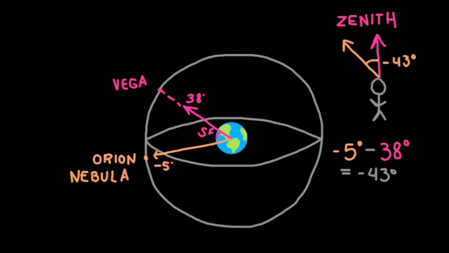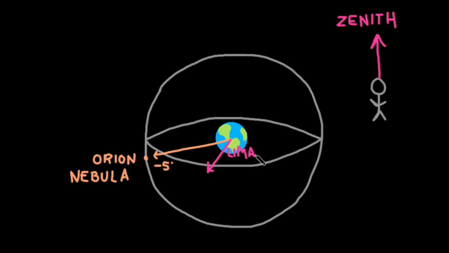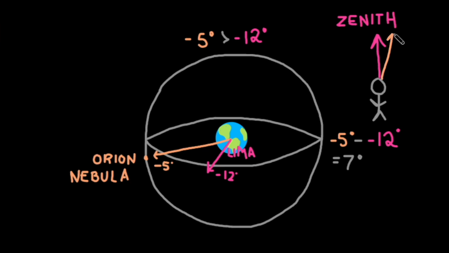By contrast, someone in Lima, Peru, is 12 degrees south of the equator, making their declination negative 12 degrees. Since the Orion Nebula has a declination greater than the declination of Lima, the observer will have to look north to see the Orion Nebula. Negative 5 degrees minus negative 12 degrees is equal to 7 degrees, so the observer in Lima will have to look 7 degrees north of their zenith to view the Orion Nebula.